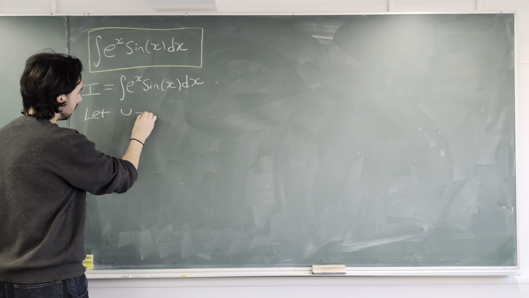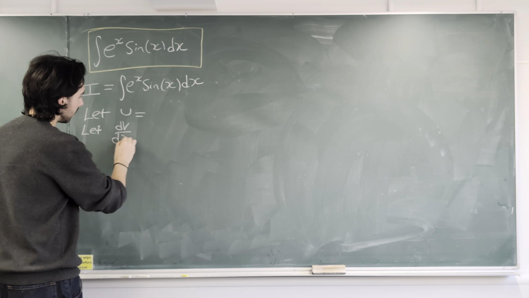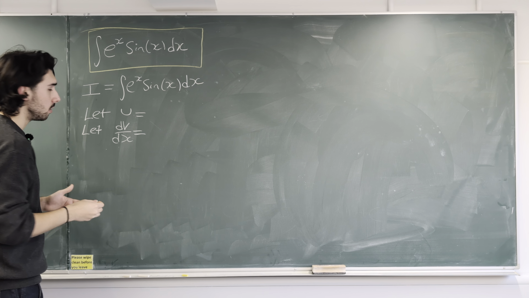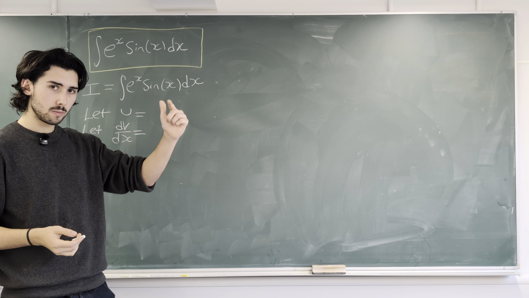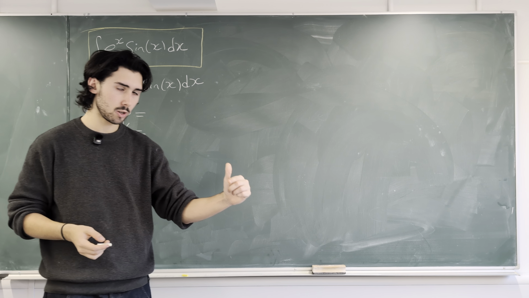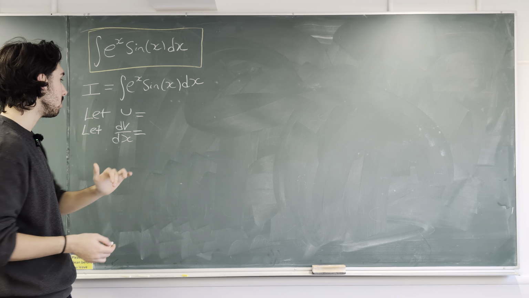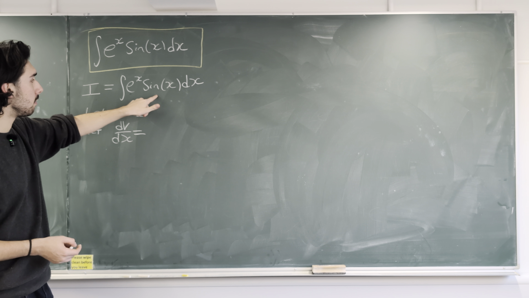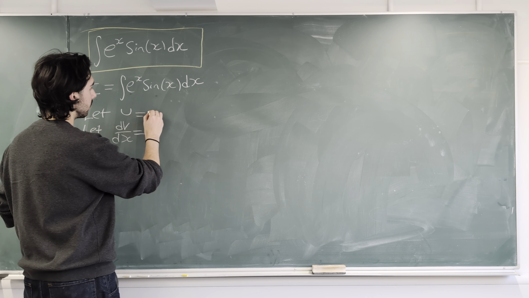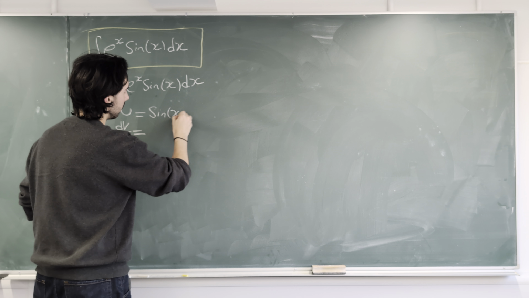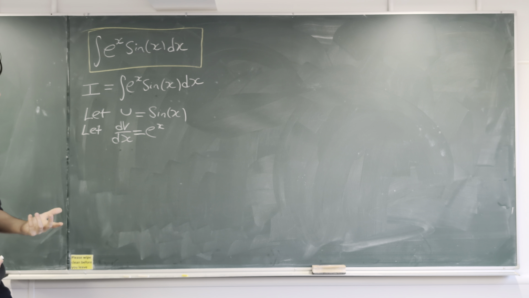So what should be u and what should be dv dx? Well, let's have a think. According to the order of priority for integration by parts, LATE: logarithms, algebraic functions, trigonometric functions, exponential functions, the higher up that list, the more you want it to be u. Well, we have an exponential and a trigonometric. Trigonometric is higher, so maybe we should let that be u. So u is sine x, and dv dx is e to the x. Let's see what happens when we plug this into the formula.